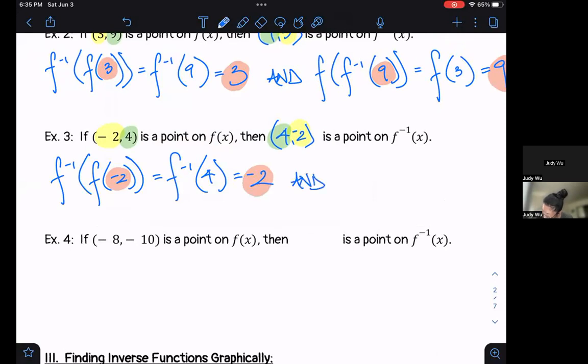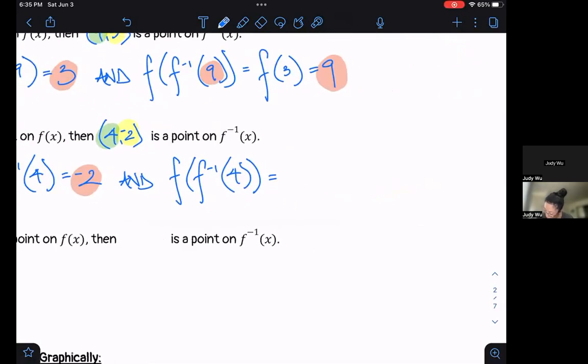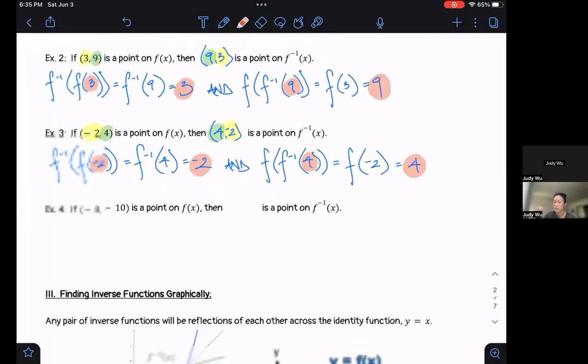And the other way around, f of f inverse of 4. f inverse of 4 is negative 2. f of negative 2 is 4. So I put in 4, I compose the functions, and I get out 4.